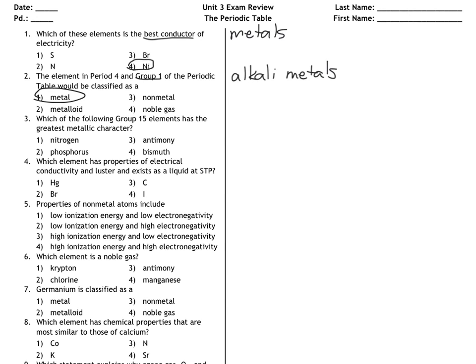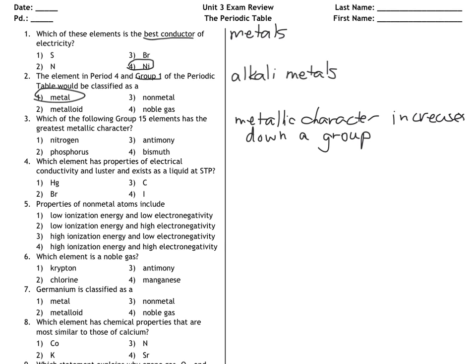Number 3, which of the following group 15 elements has the greatest metallic character? So metallic character increases as you move down the table. Therefore, whatever element in this list is in group 15, but also at the bottom of group 15, will be the answer. So I'm looking at my periodic table now, and I see bismuth is at the very bottom of group 15, so I'm going to choose bismuth.